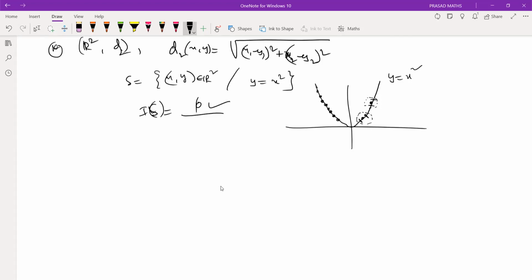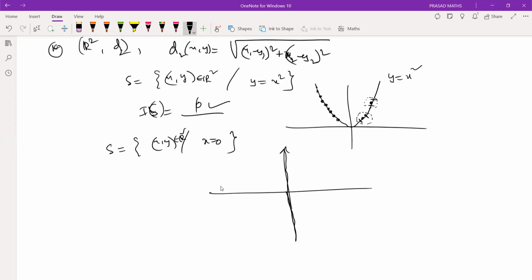Clear, sir. Right. Suppose you can take any example. Let us start with the simplest examples. Suppose the set of all points such that x is 0. That means what? X is 0 means the y-axis. Question is that what are the isolated points? Empty set. That's okay. I hope you understand.